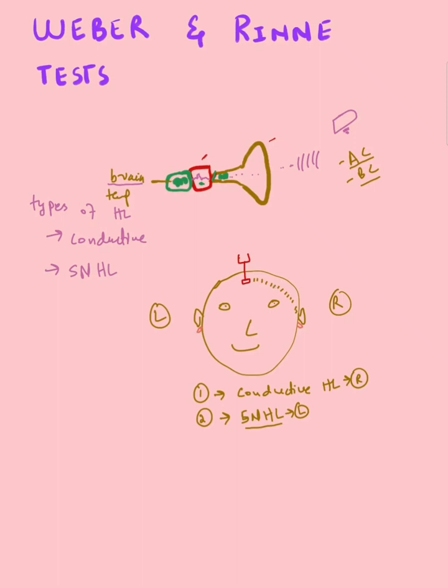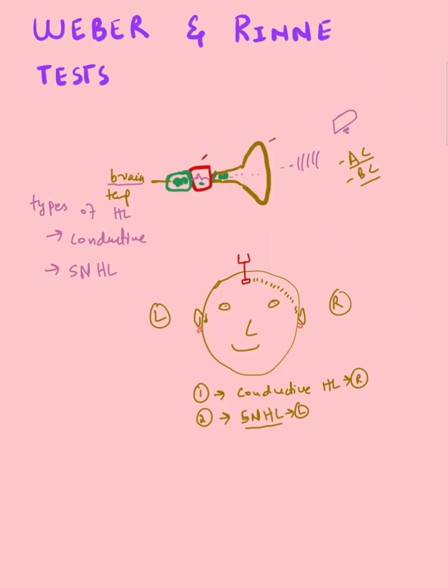So let's explain this. If we have decreased hearing because of the nerve problem, so if we have sensorineural hearing loss in the left ear, then the patient obviously is not going to hear as well in this ear, and the sound is going to be heard more on the right side. So if there is lateralization to the right ear, then it's either because of conductive hearing loss in the right ear or sensorineural hearing loss in the left ear.